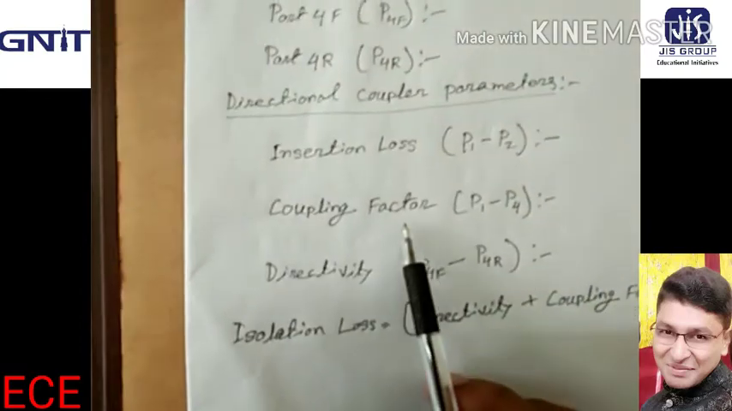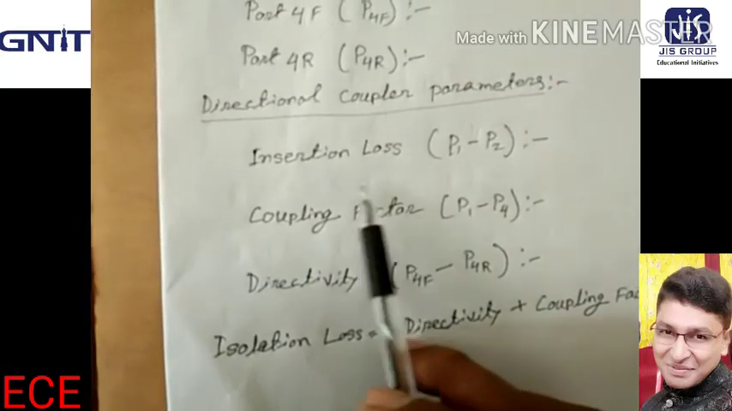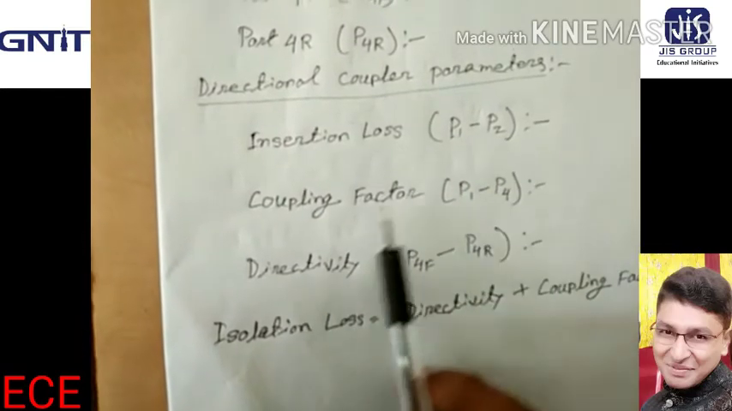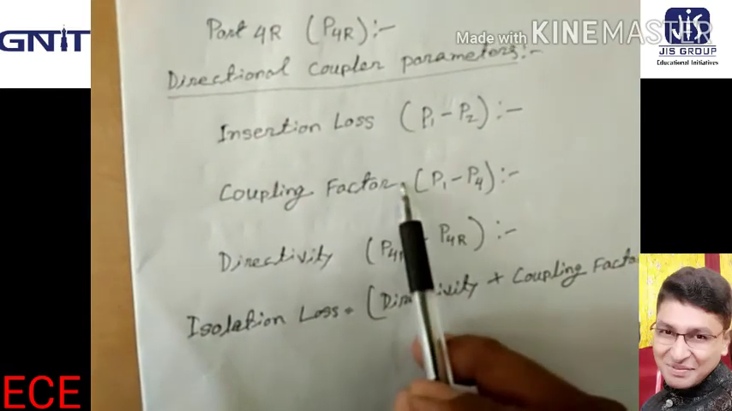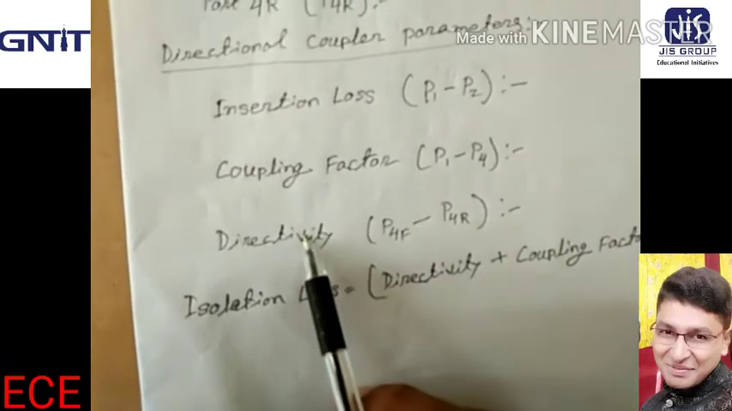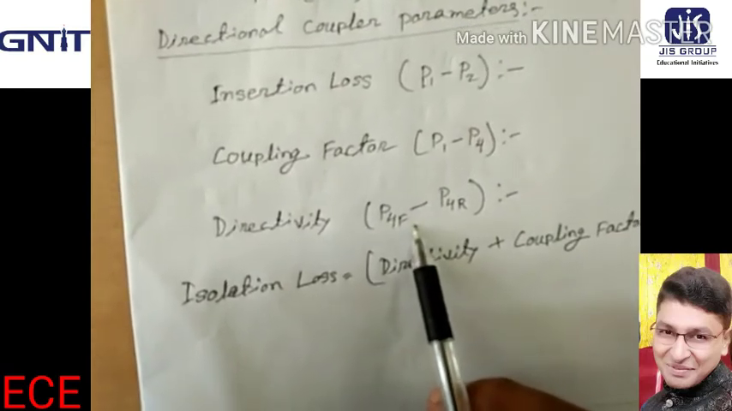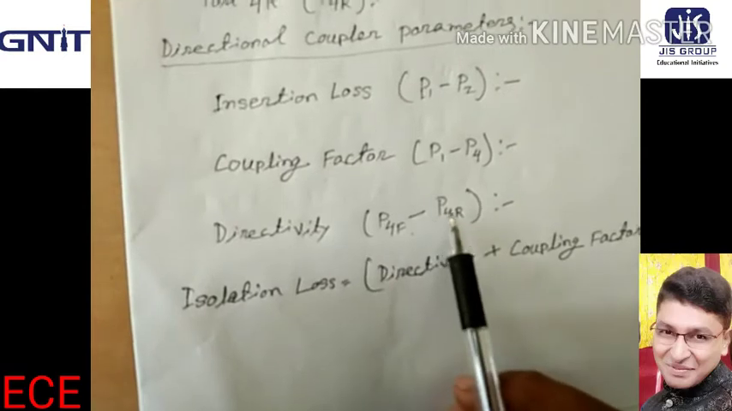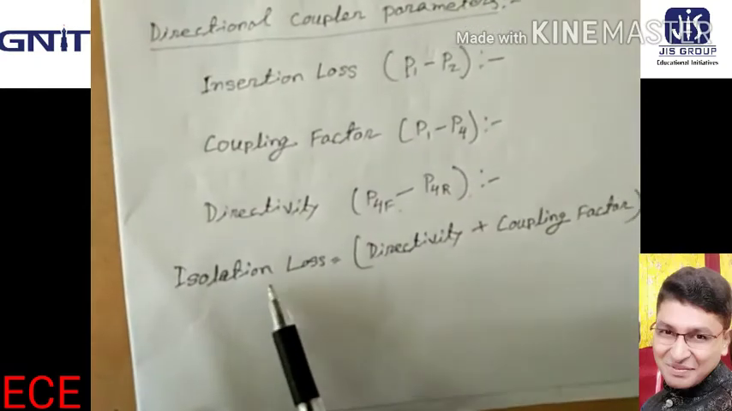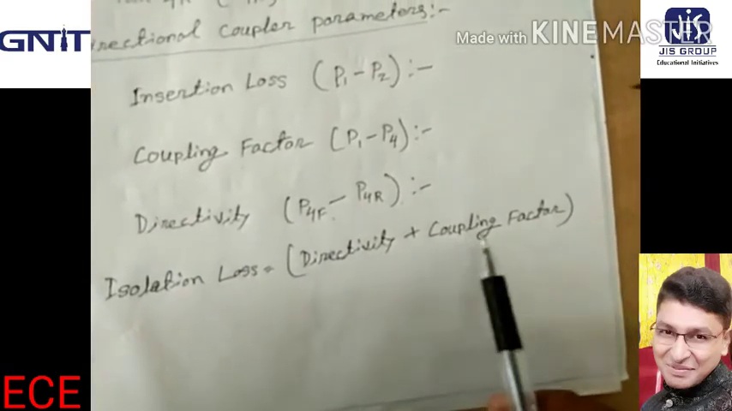And the directional coupler parameters are as follows. Insertion loss is equal to P1 minus P2. Coupling factor is equal to P1 minus P4. Directivity is equal to P4 in the forward direction minus P4 in the reverse direction. Isolation loss is equal to directivity plus coupling factor.